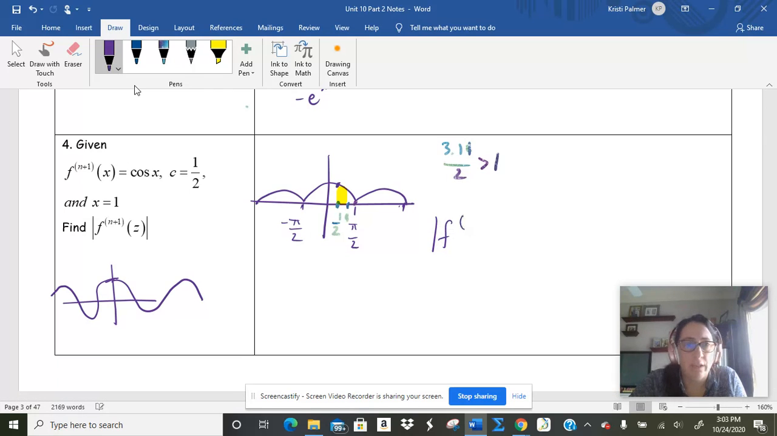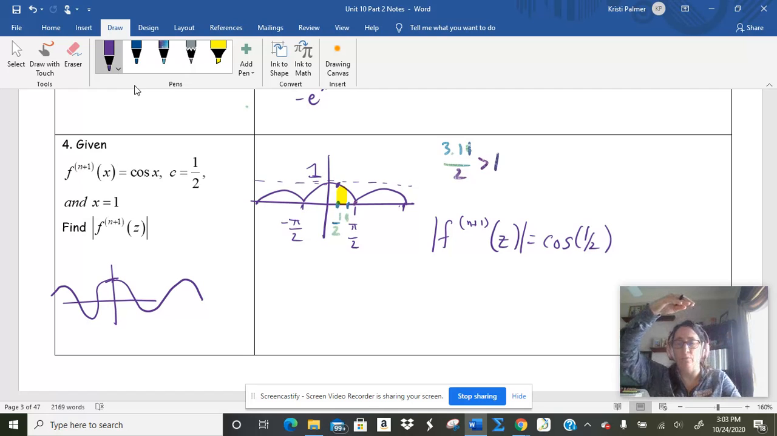So this f of the n plus 1 now of z is cosine of 1/2. And if I could perform cosine of 1/2, I wouldn't need these polynomials to begin with. So I'm going to over approximate what that is. And what's nice is that the biggest that this could ever be on a cosine function is 1, right? Because it was between -1 and 1, and then we took the absolute value. So now it's between 0 and 1. So this has to be less than or equal to 1.